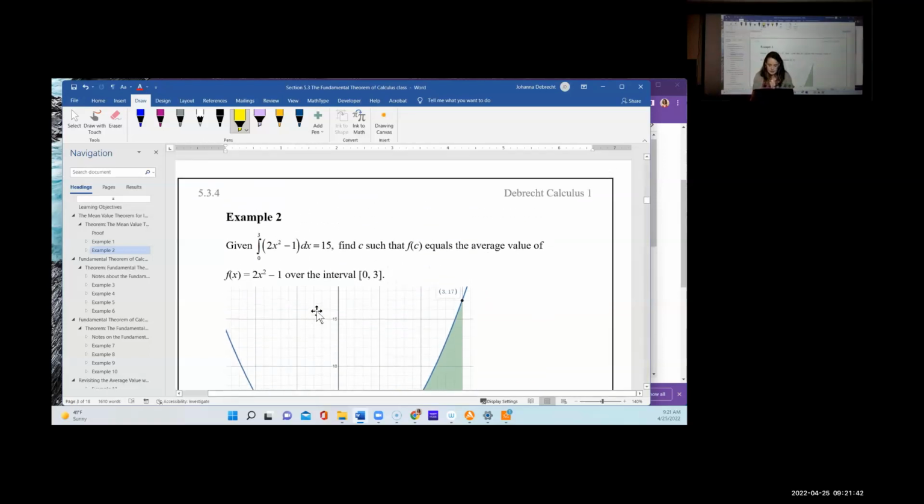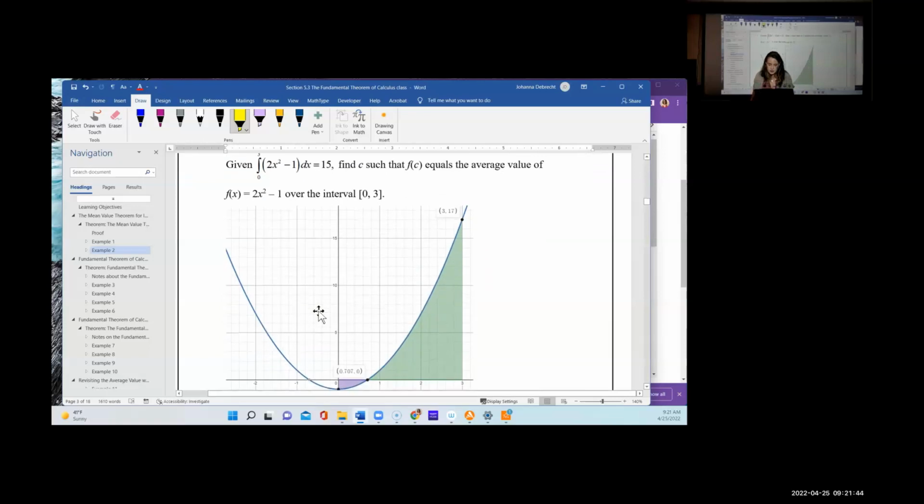All right. So now what we want to do is go find that c, where c is the average value. So again, what we are computing is f average, which is equal to 1 over b minus a, the width of the interval, times the integral from a to b of f of x dx, which is the area between the curve and the x-axis.